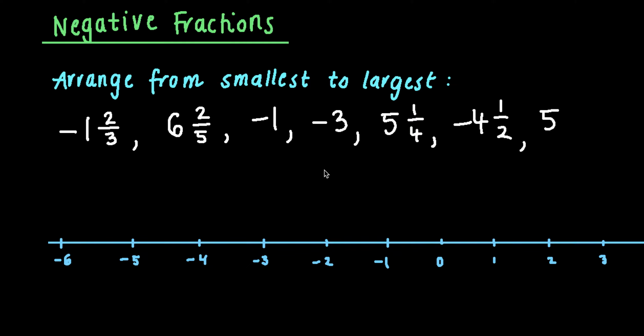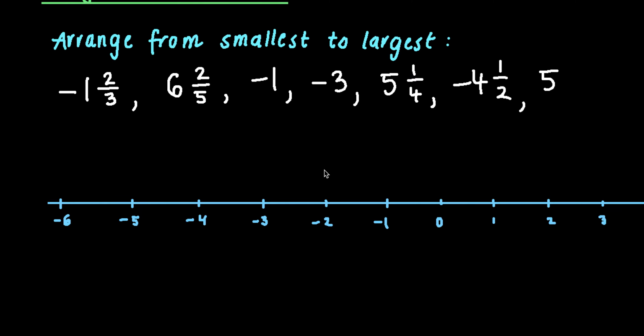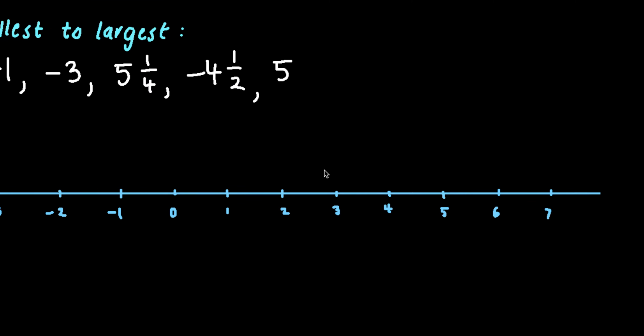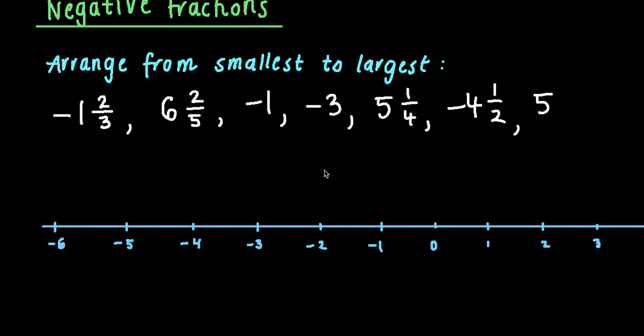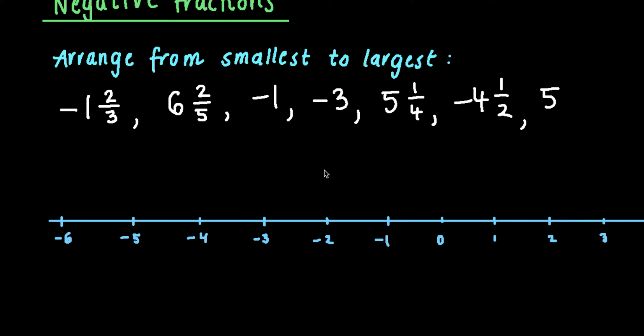In this first little example, I'm asked just to arrange the numbers from smallest to largest. To help visualize which one's smallest to largest, I've drawn a little number line underneath. You'll see it starts from -6 and goes up to +7 in this one, just for the sake of this example. If you have a look at the numbers here, you'll see why I've chosen that range of numbers on the number line.